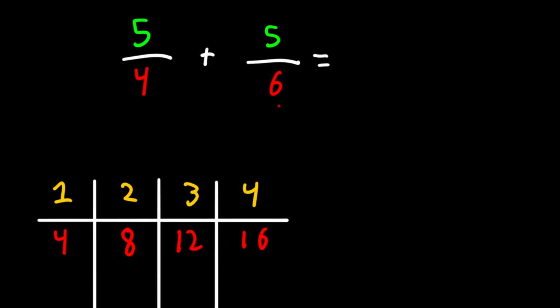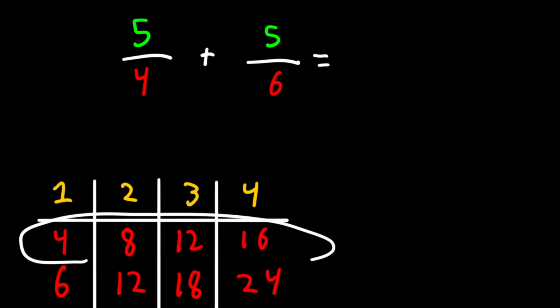Now let's take the second fraction's denominator, which is 6. 6 plus itself is 12. And then we're going to add it by itself, which is 18. And then we're going to add it by itself again, and that's 24.